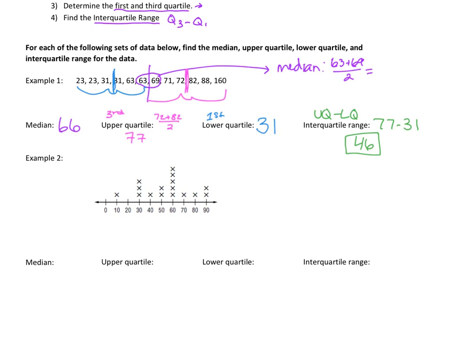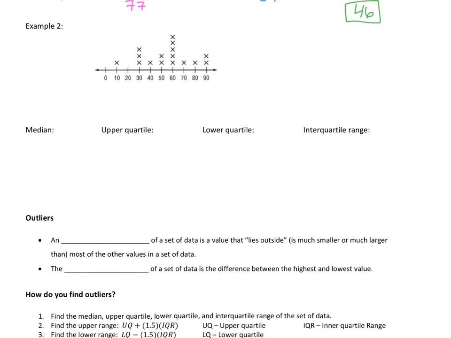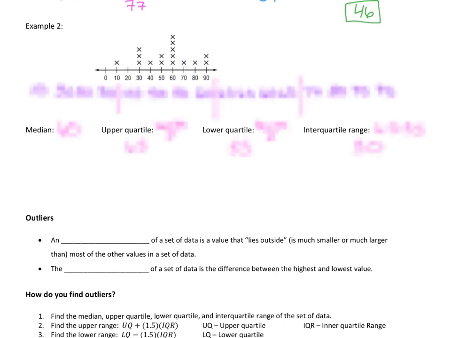Go ahead and try example 2. Pause the video. When you're ready to check your answers, hit play. Now for example 2, they gave us a dot plot, except it's with X's instead of dots. So the first thing I need to do is write all my numbers in number order. After I write the numbers in number order, I'm going to find the middle.